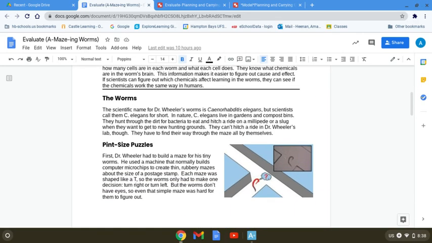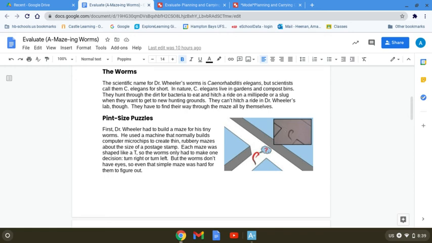The worms. The scientific name for Dr. Wheeler's worms is Caenorhabditis elegans, but scientists call them C. elegans for short. In nature, C. elegans live in gardens and compost bins. They hunt through the dirt for bacteria to eat and hitch a ride on a millipede or a slug when they want to get to new hunting grounds. They can't hitch a ride in Dr. Wheeler's lab, though. They have to find their way through the maze all by themselves.